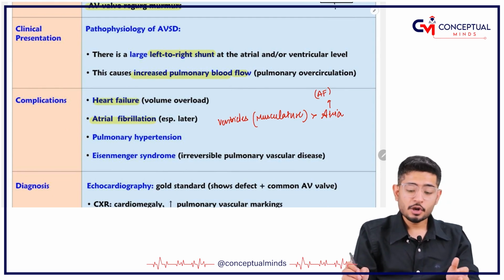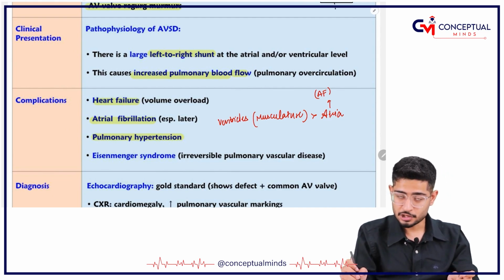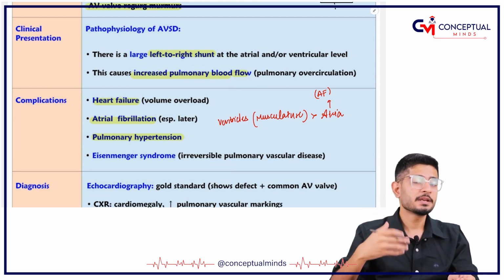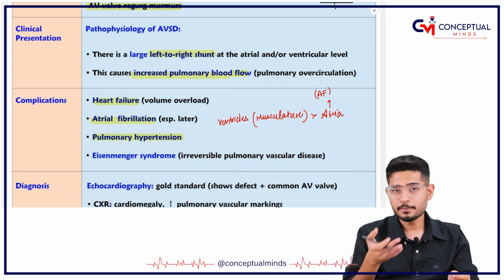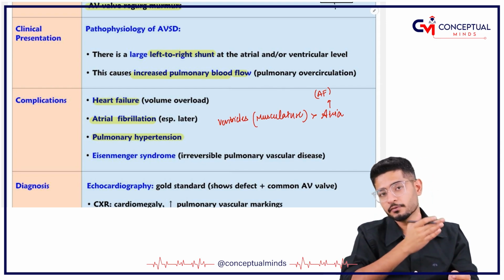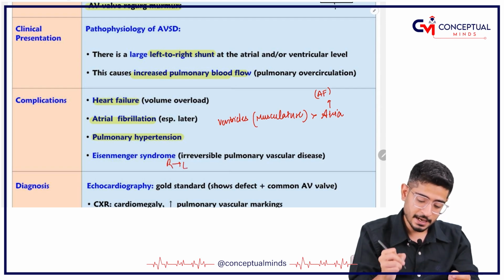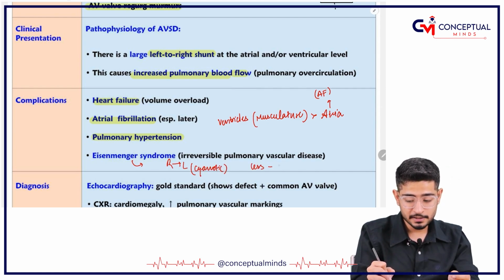Because a lot of blood was going to the pulmonary vessels, there is pulmonary hypertension. And because of pulmonary hypertension, the pulmonary musculature is going to grow in the later stages. And what is going to happen? The blood will start going from the right side to the left side. In the end, this is called Eisenmengerization, and this is actually a cyanotic heart disease. Why? Because a smaller amount of blood is going to the lungs.